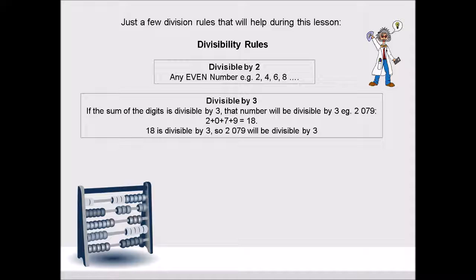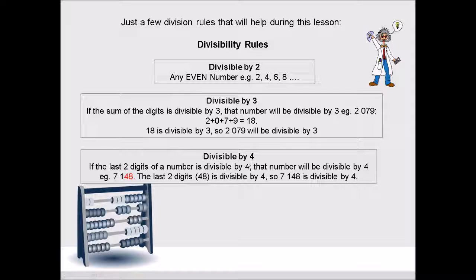Which numbers can be divided by 3? If the sum of the digits is divisible by 3, that number will be divisible by 3. Example, 2079. If you add the 2 plus the 0 plus the 7 plus the 9, you get 18. And we know 18 is divisible by 3. So the whole number 2079 can be divided by 3.